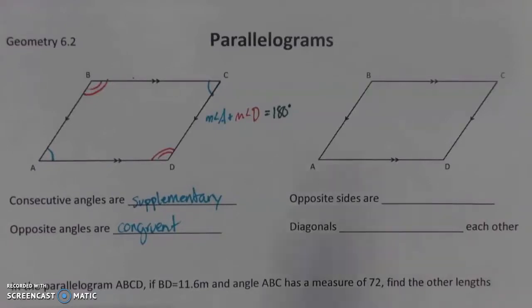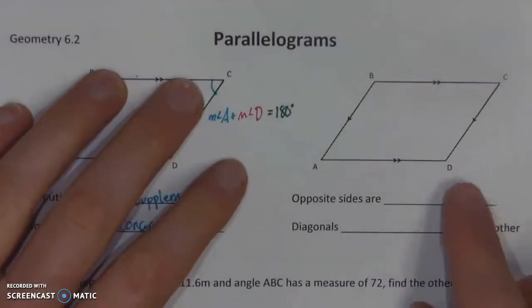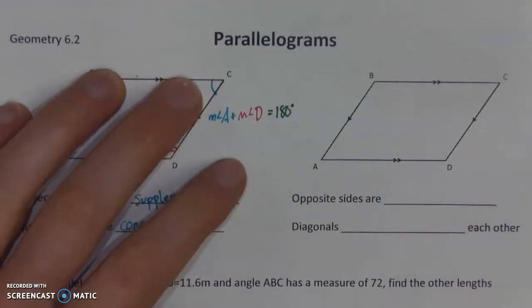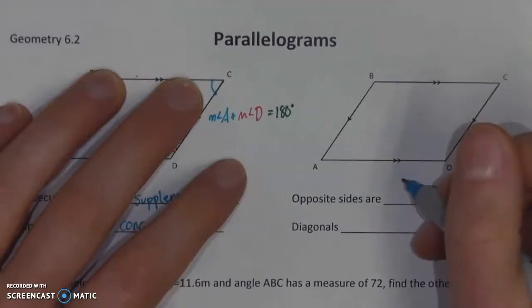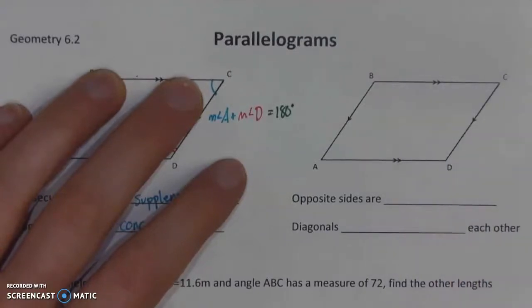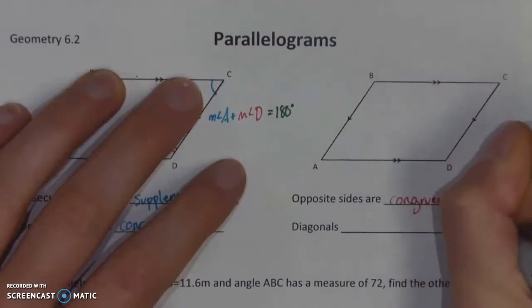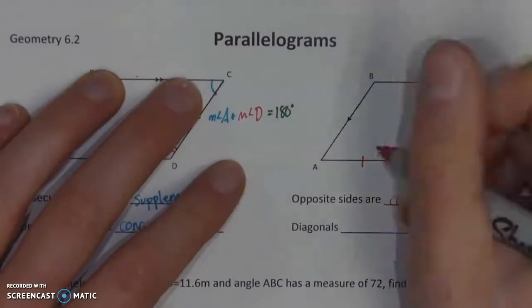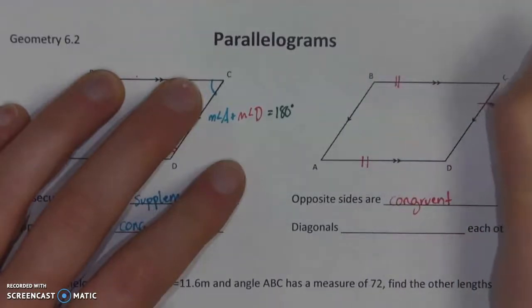But first, let's find out some more about the sides. When we're looking at the sides of a parallelogram, well, we know that they are parallel. However, we also know that opposite sides are going to be congruent. So let's go ahead and add that. And I can add that to the picture itself, because I know then that AD is congruent to BC and CD is congruent to AB.